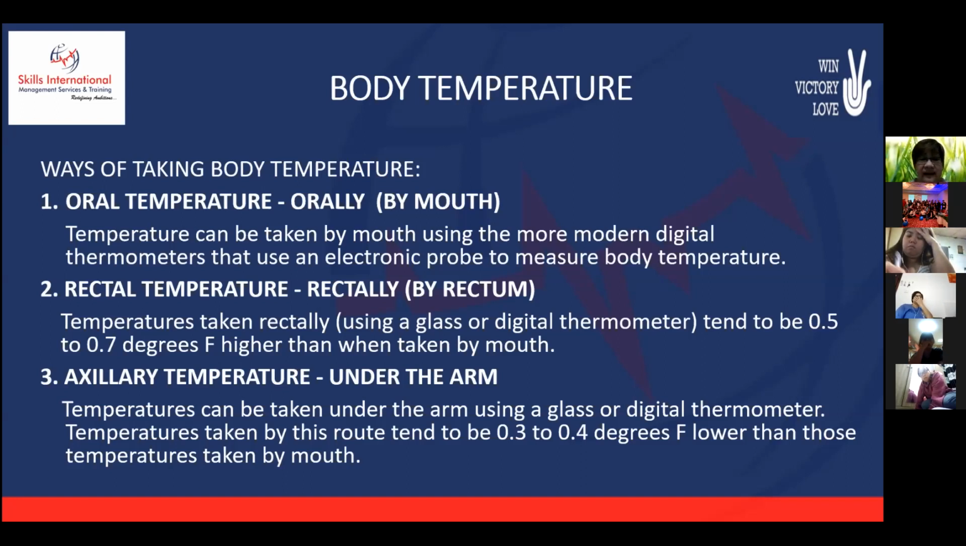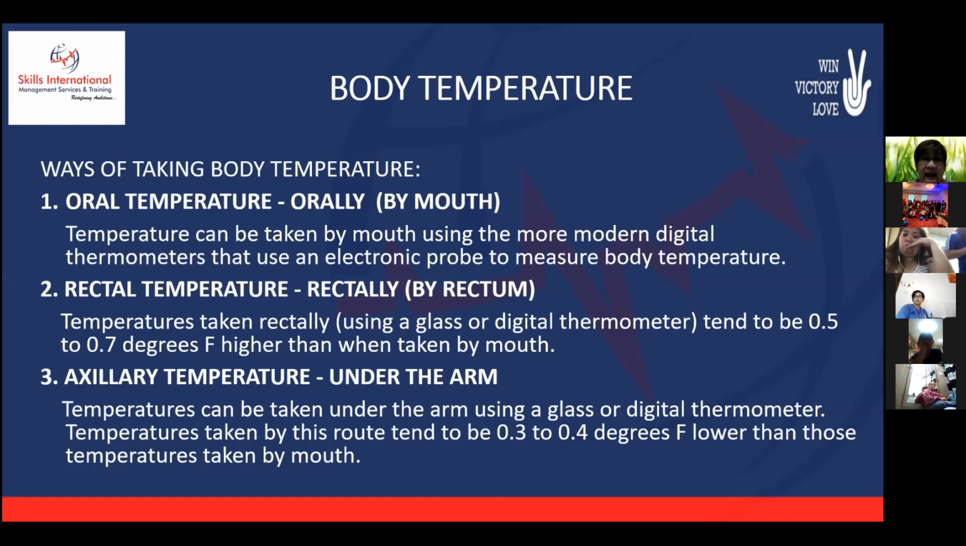Second is rectally, by rectum. So we are calling it rectal temperature. So this temperature taken rectally using a glass or digital thermometer tend to be 0.5 to 0.7 degrees Fahrenheit higher than when taken by mouth. So makikita natin dito, hindi lahat pag kinuha mo yung oral temperature, the same ang reading sa rectal. So ang rectal is higher ng 0.5 dun sa oral.